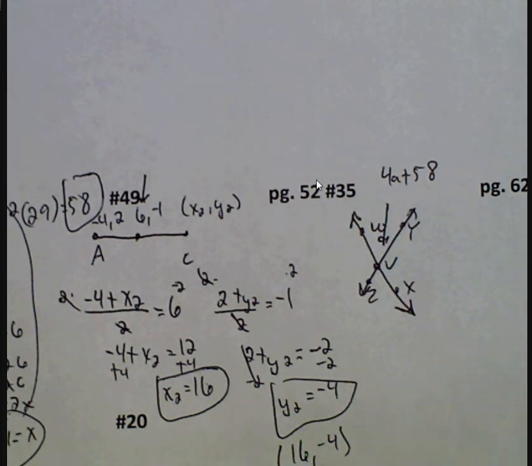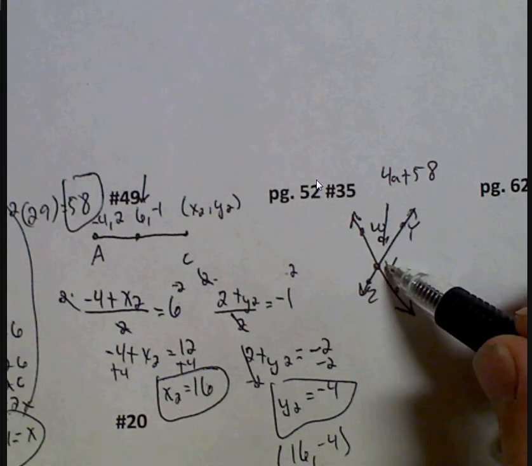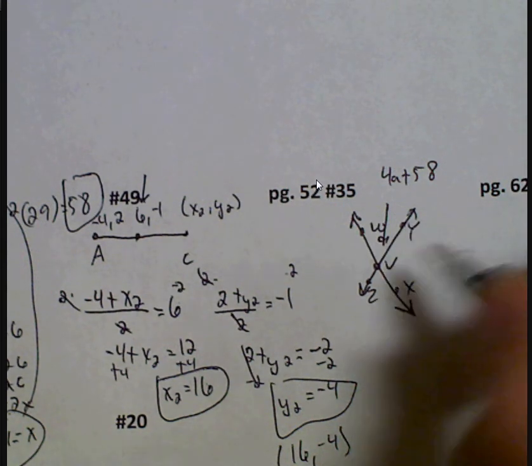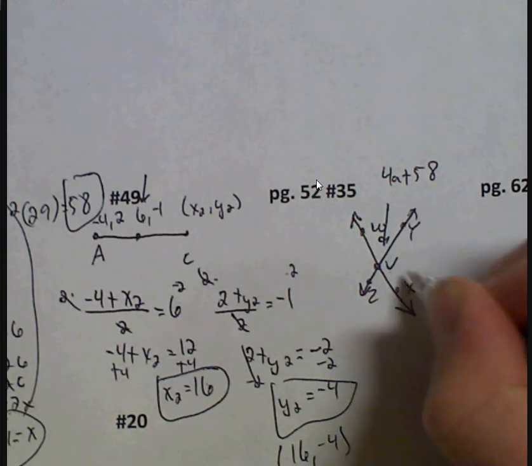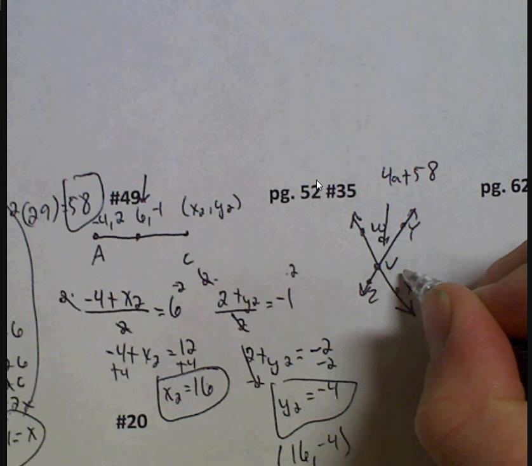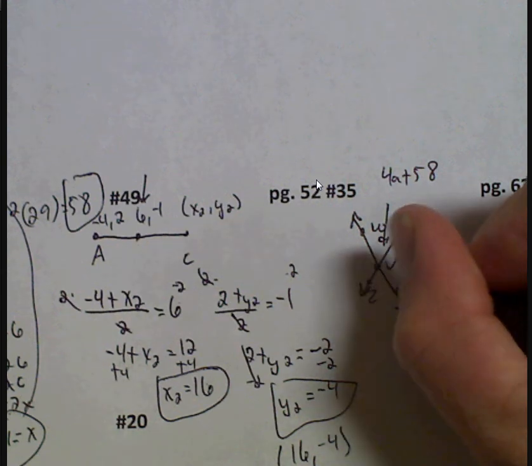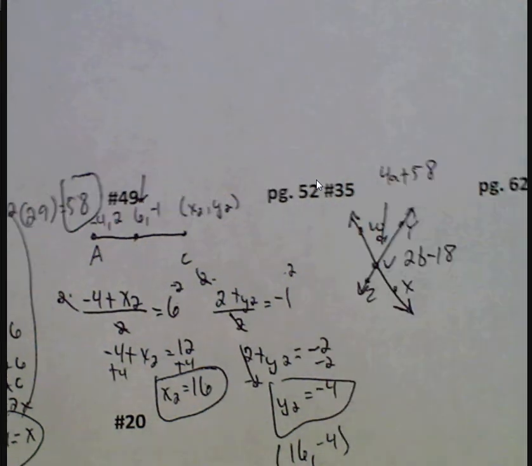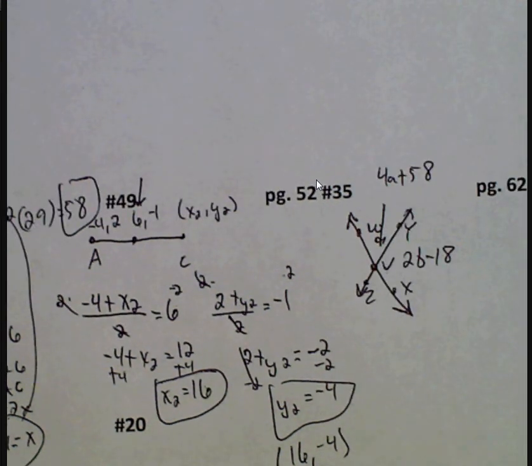and XVY, so if this is 4a, XVY is 2b minus 18. Find the value of a and b so that WX is perpendicular to YZ.